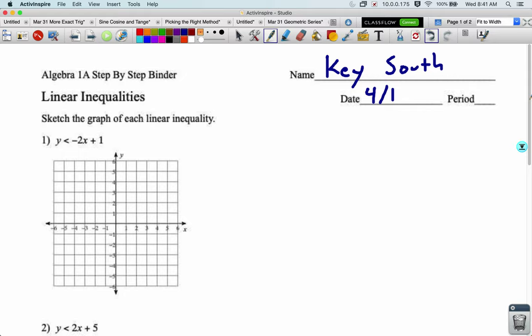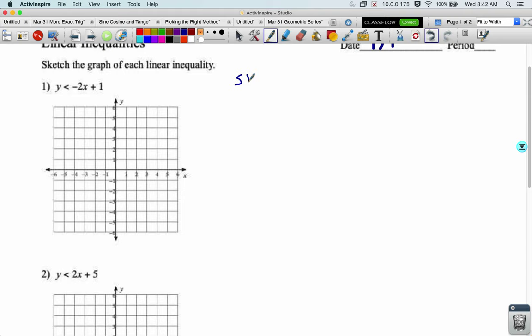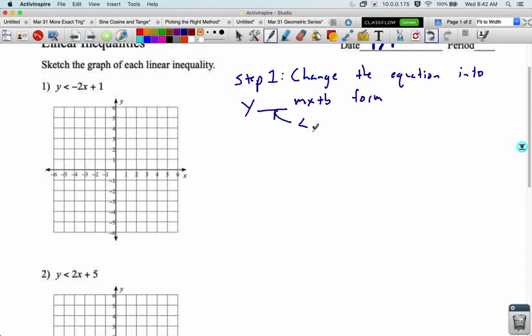Okay, so sketch a graph of each linear inequality. Step one, what we want to do is, if the equation isn't already, change the equation into a y something mx plus b form. We don't say y equals mx plus b because that's not an equal sign in the middle, that's an inequality. So this could be a less than, a greater than, a less than or equal to, or a greater than or equal to. But what matters is that the y is by itself and the right hand side looks like mx plus b.